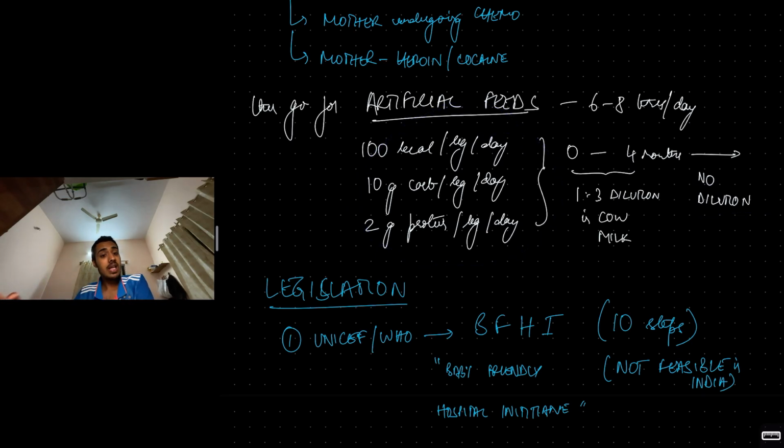When breastfeeding is contraindicated, only then you'll go for artificial feeds. Same frequency, 6 to 8 times per day. 100 kilocalorie per kg per day, 10 grams carbohydrate per kg per day, 2 grams protein per kg per day. Up to 4 months, 1:3 cow milk dilution. After 4 months, no dilution.